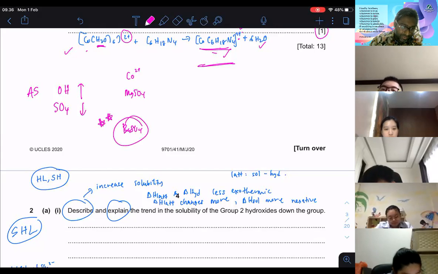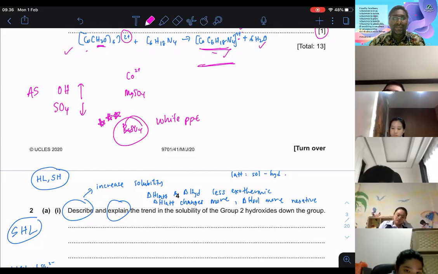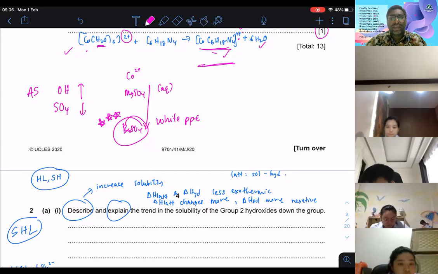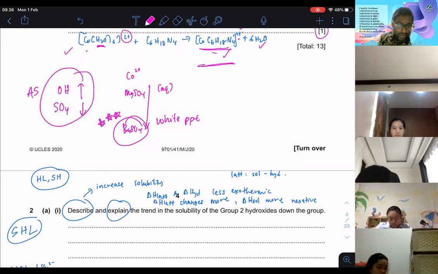All chemistry students must know that barium sulfate is a white precipitate, one of the basic requirements for a chemistry student to know. And do remember, if this is a white precipitate, of course the one that is on top, magnesium sulfate, is aqueous. So from aqueous to white precipitate, you can clearly see that there is a decrease in the solubility. They are going to form a precipitate. So please remember this. This is going to be in your AS.